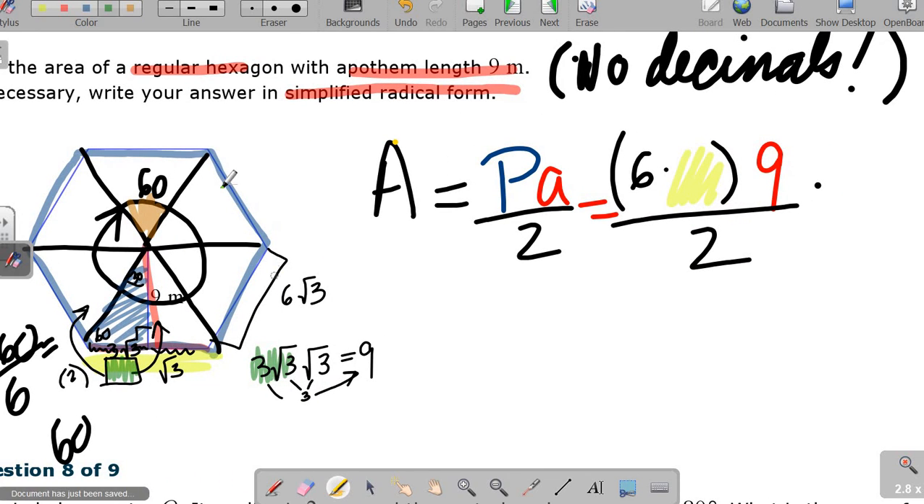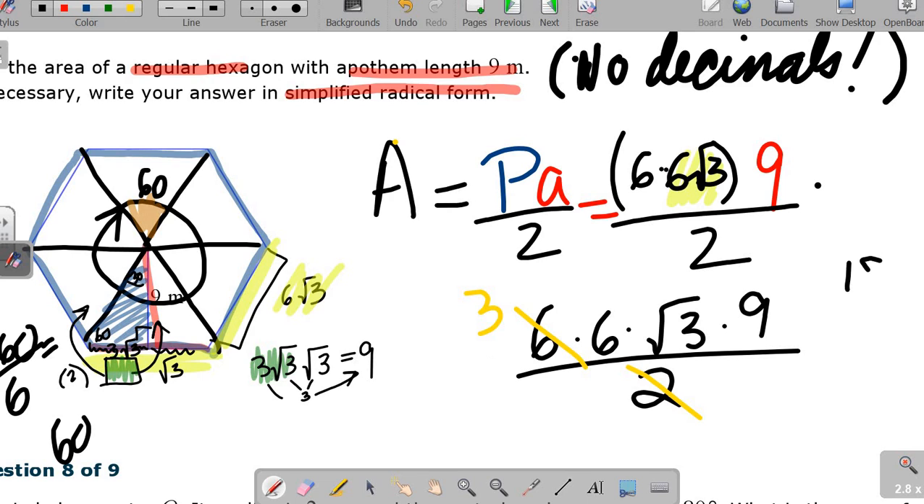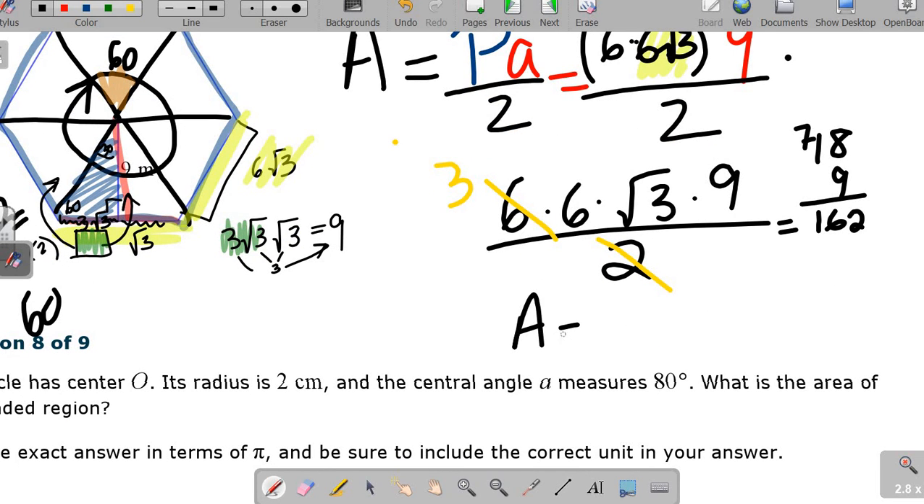Coming over here, that gets me a side length, 6 root 3. So I have 6 times root 3 times 9 over 2. And you just reduce a little bit. 2 goes in there 3 times. So 3 times 6 is 18. 18 times 9. And my area is going to be 162 root 3, check for units, meters squared.